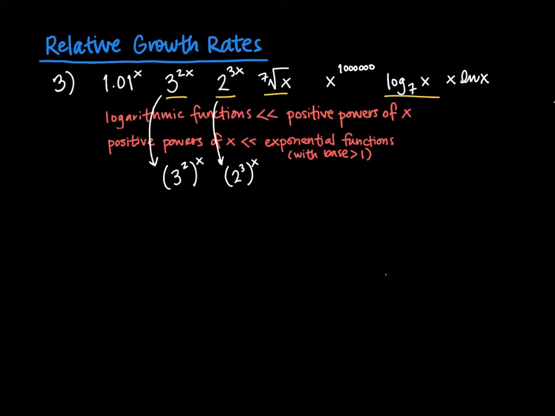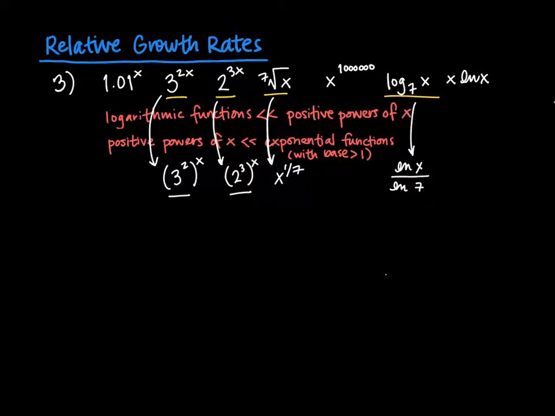I'd also like to rewrite the 7th root of x as a clearer power of x. That's going to be x to the 1/7. And last, I want to take log base 7 of x and express that more clearly as a function of natural logarithms by using the change of base formula. Now that you have these rewritten, try to simplify some of the algebra a little bit more, and order these 7 functions from slowest growing to fastest growing. Pause the video, go ahead and do that. How'd you fare? Let's take a look.